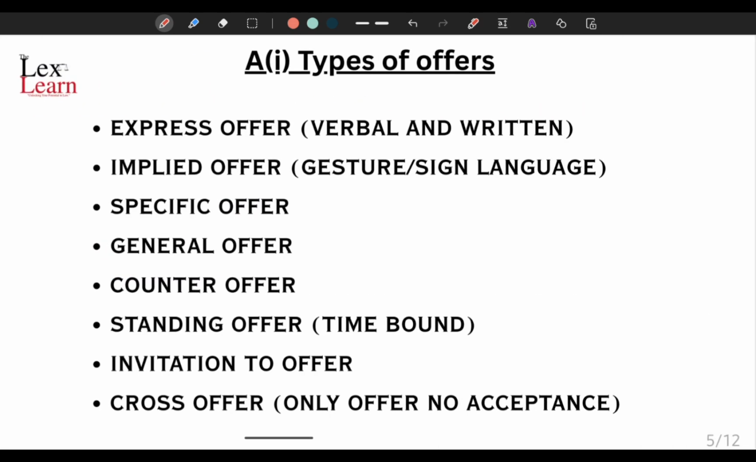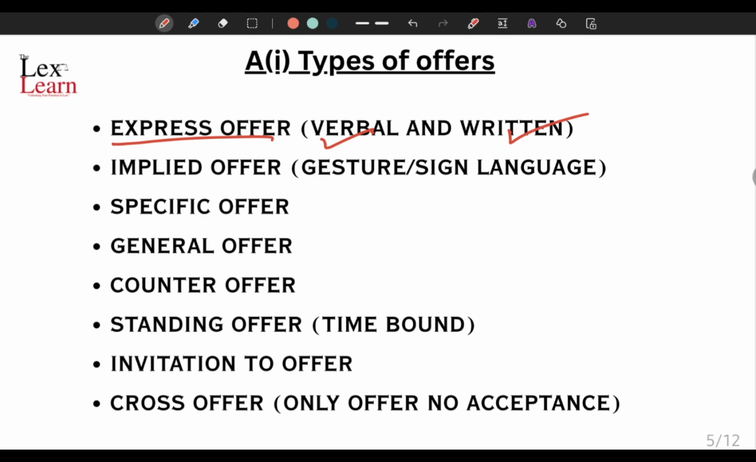Now we will discuss the types of offer. Before I tell you what an acceptance actually is, I want to tell you what types of offers exist in the Indian Contract Act. The first offer is the express offer, which is verbal or written, where you are expressing something to the opposite party.